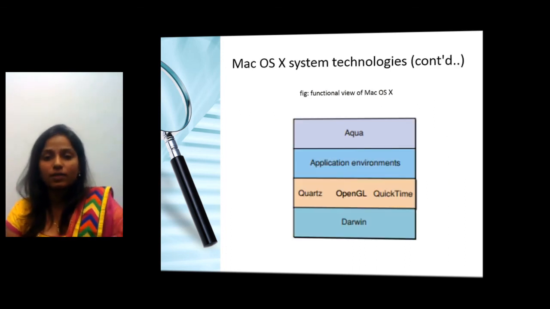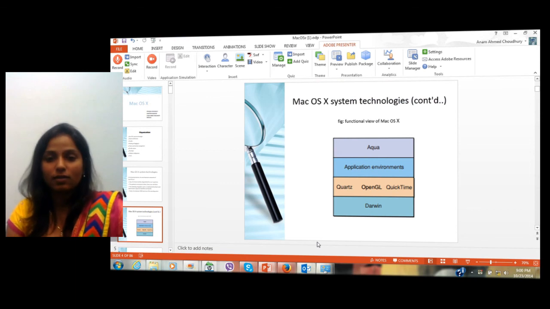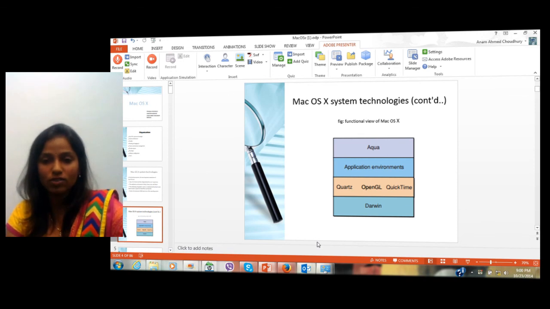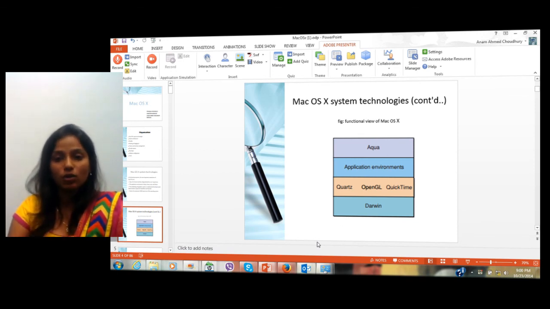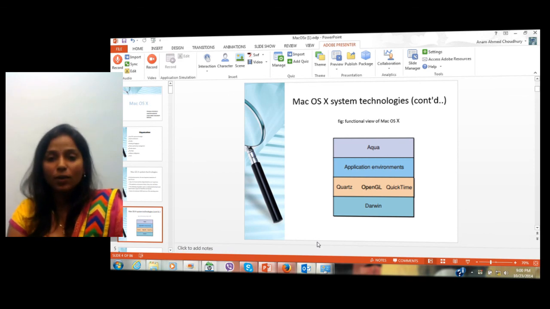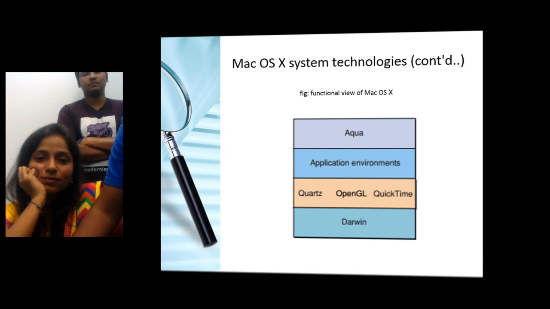In the next slide, we can see all the parts of the functional view of Mac OS, where Darwin is the lowest layer. Above that is the graphics environment and windowing layer, which contains technologies like Quartz, OpenGL, and QuickTime. Above that is the application environment, where we utilize our graphics technologies. And Aqua is highly transparent and was completely designed from the user perspective, made up with a water shadow look.